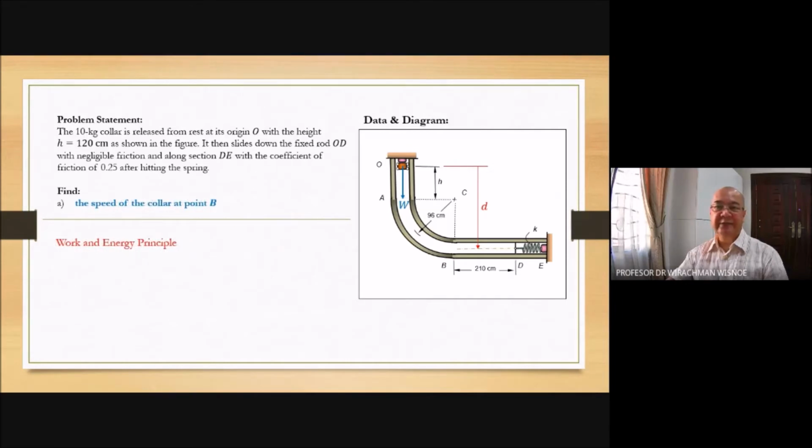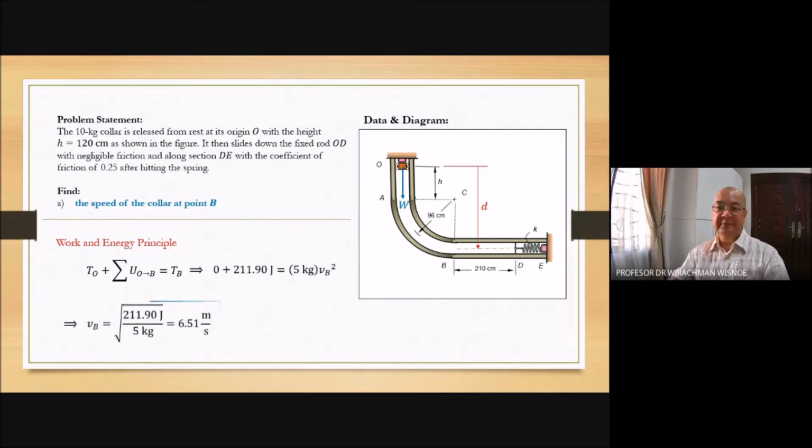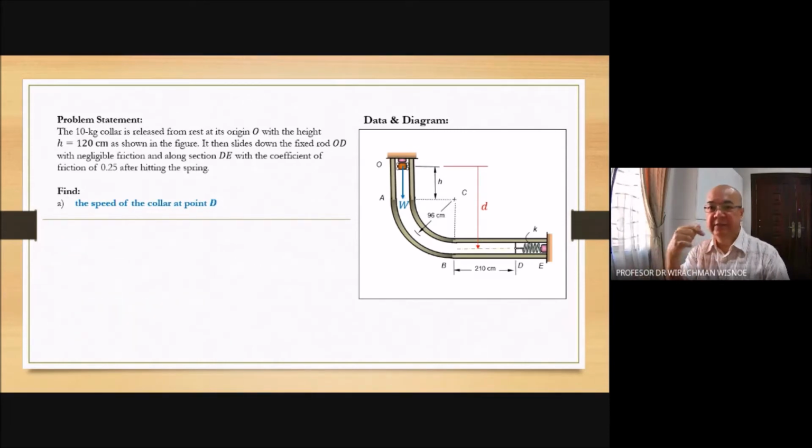We go directly to the work and energy principle: zero plus the sum of work from O to B equals TB. We put in all the equations that we obtained previously. From here, you can obtain vB, 6.61 meter per second. Now we go to point D, the speed of the collar at point D.